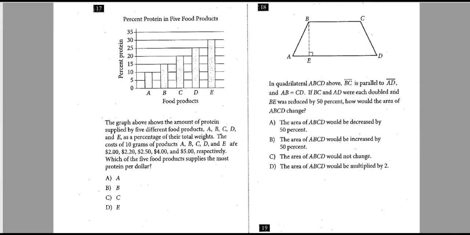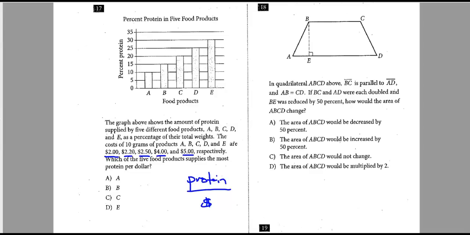All right, number 17, percent protein in 5 food products. Let's take a look at what we got. The graph above shows the amount of protein supplied by 5 different food products as a percentage of their total weight. The cost of the 10 grams is given for each one. So this is A, B, C, D, and E. Which of the 5 food products supplies the most protein per dollar? What we're looking for is the protein per dollar, and it's 10 grams for all of them. So let's go through here.